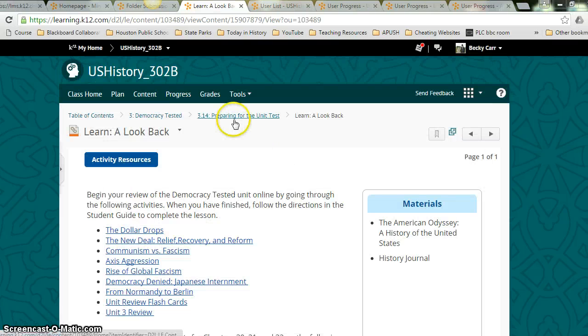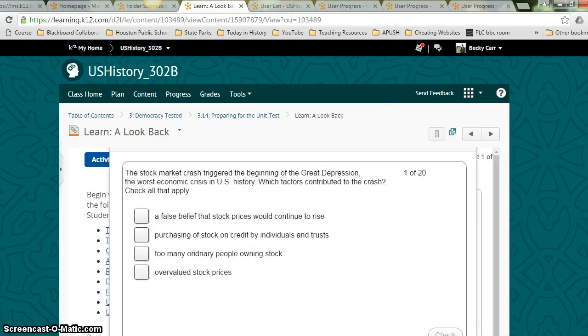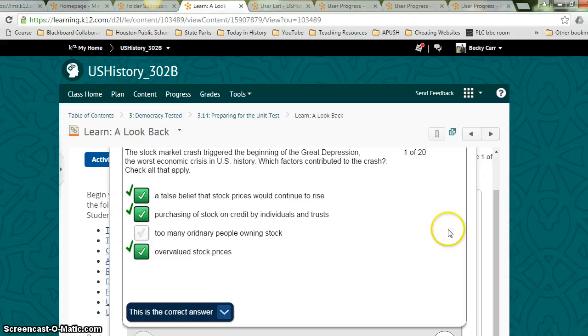Okay, and now I'm on the 3.14 lesson, and we're going to look at where to find the keyword for this. Now there are lots of different review activities, and you do need to go through all of these. However, I am going to just go to the last one here, Unit 3 review, because I happen to know that's where the keyword is for this particular lesson. So there are 20 questions. You'll go through these.